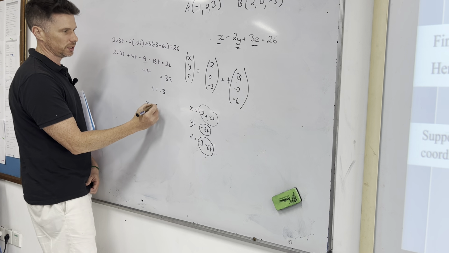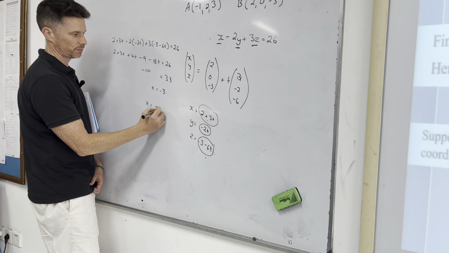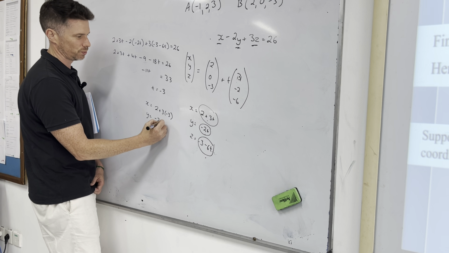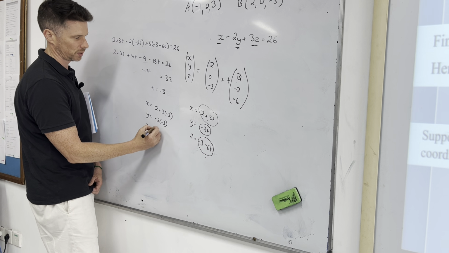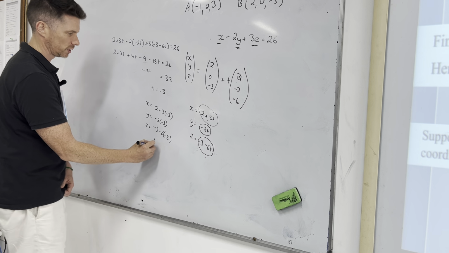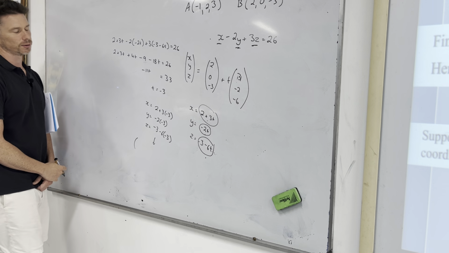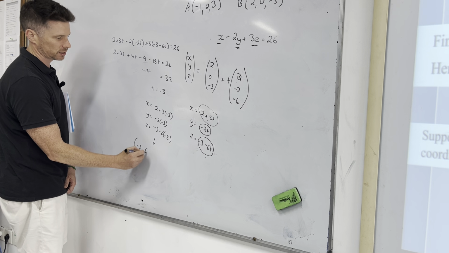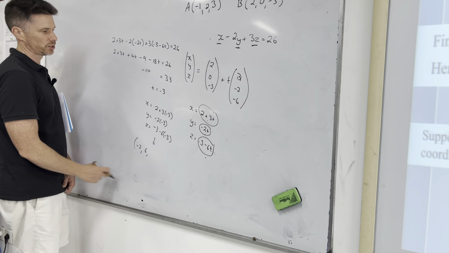So x will be 2 plus 3 minus 3, y will be minus 2 minus 3, and z will be minus 3 minus 6 times minus 3. And that will give us a point. The x value of the point is going to be 2 minus 9, which is minus 7, 6 and something. 18 minus 3, 15. Is that what you got, Abby?